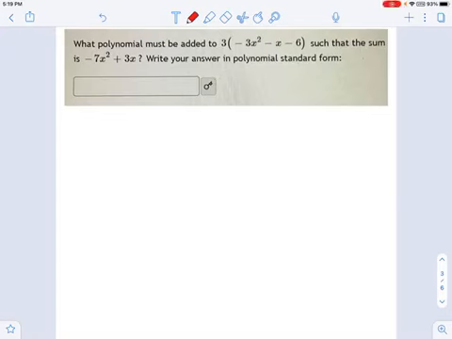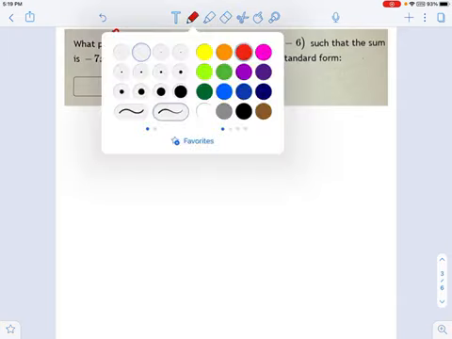We're told that a polynomial, I don't know what that polynomial is, we'll call it P, must be added to this thing right here, and the sum that it creates, in other words, the result of the addition, is negative 7x squared plus 3x. And this is complicated if you try to hold it all in your head, but I find it's much easier if you try to take this in baby steps.